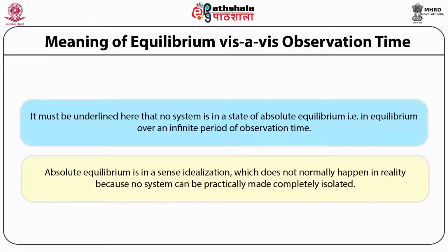Absolute equilibrium is, in a sense, an idealization, which does not normally happen in reality because no system can practically be made completely isolated. Before we further discuss the meaning of thermodynamic equilibrium, it will be nice to understand the meaning of thermodynamical parameters, for example temperature, pressure, volume, entropy, etc., which may be needed to identify a system in equilibrium. In fact, by specifying these parameters, we specify the state of the system.